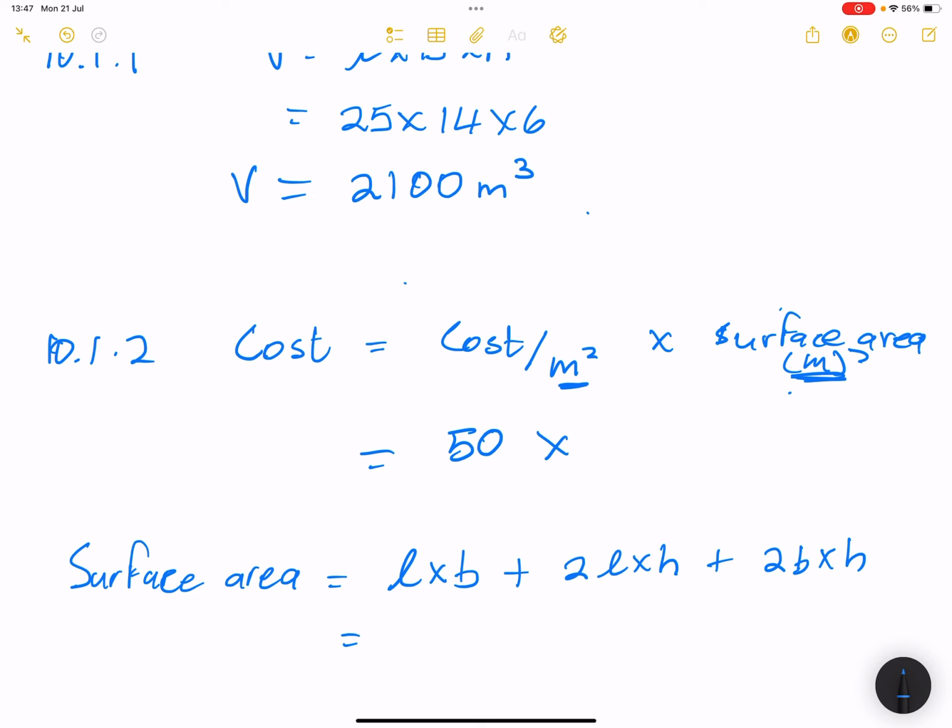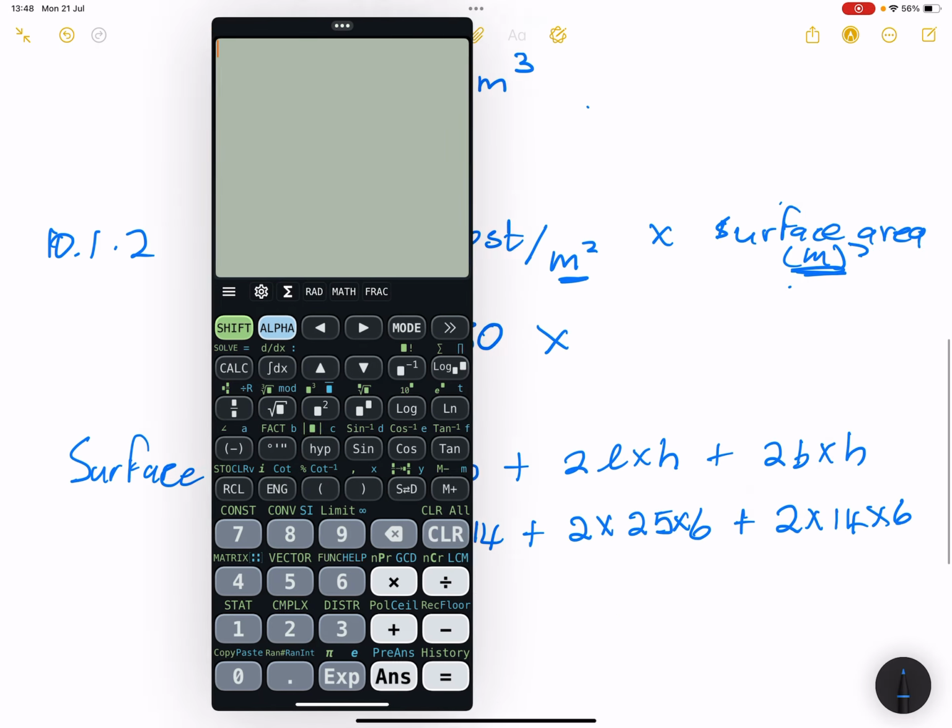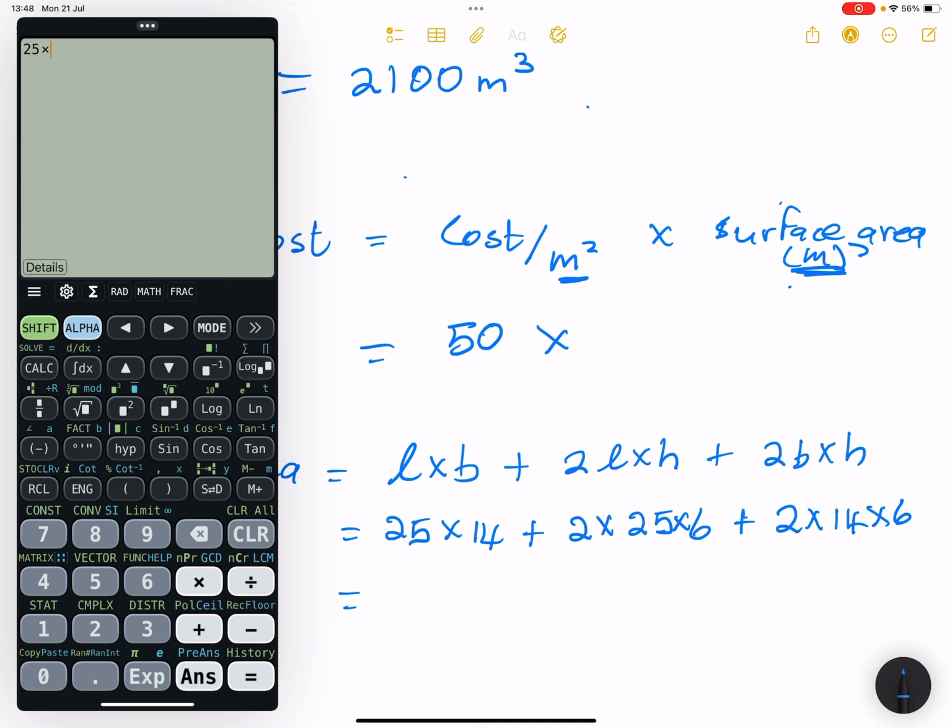So our length was 25 multiplied by 14, plus 2 multiplied by our length 25 times 6, that's the height, plus 2 times our breadth 14 multiplied by the height, which is 6. So that would be the total surface area. So let's say 25 times 14 plus 2 times 25 times 6 plus 2 times 14 times 6. And I've got 818 square meters.